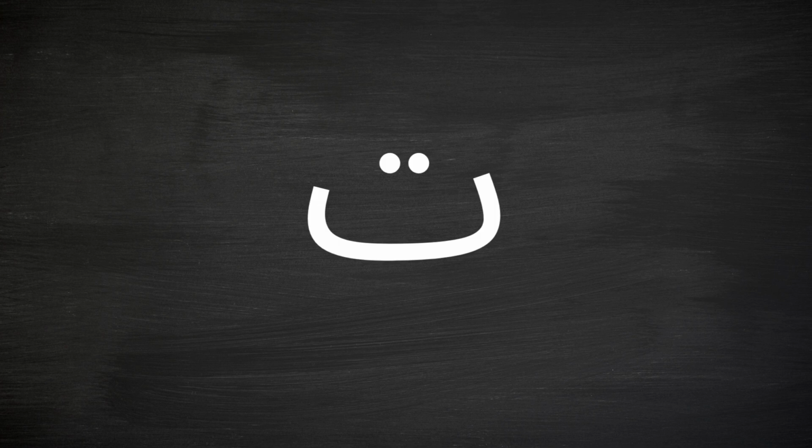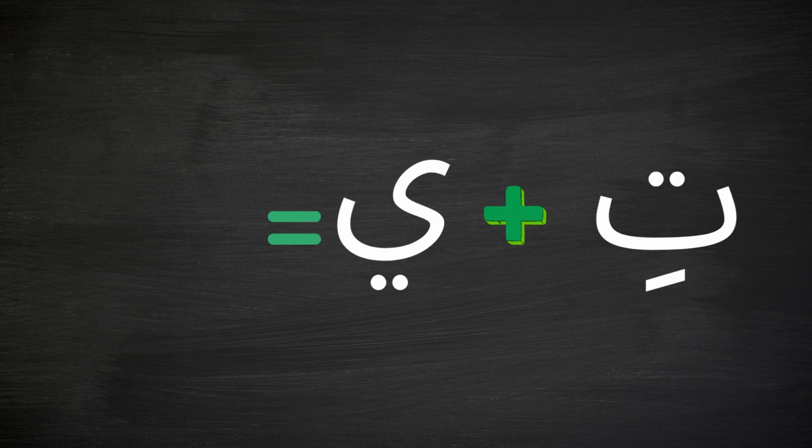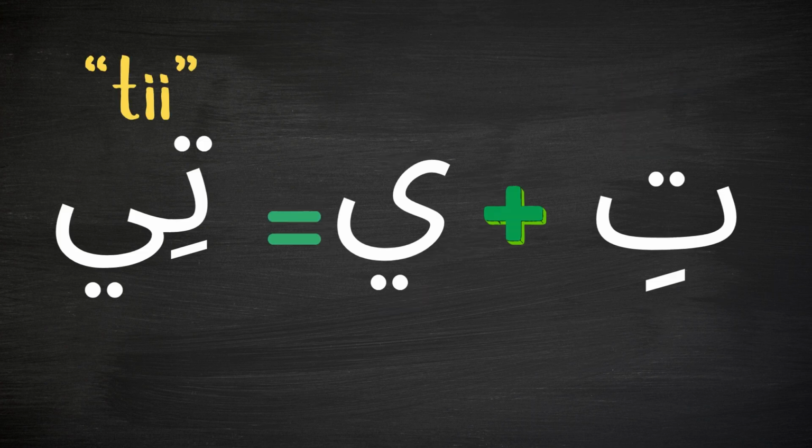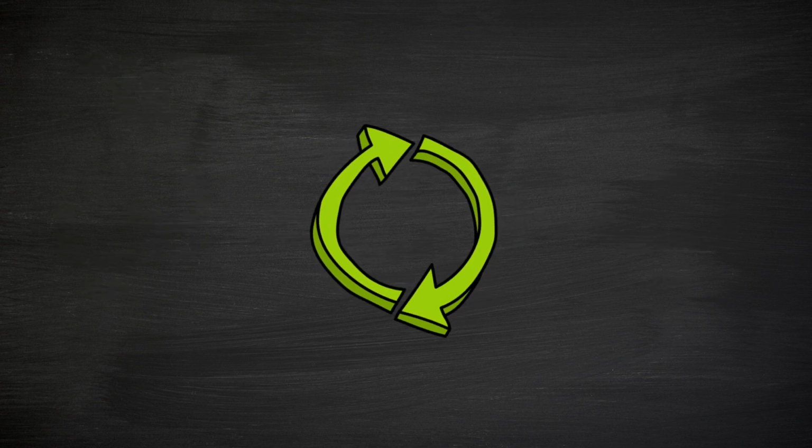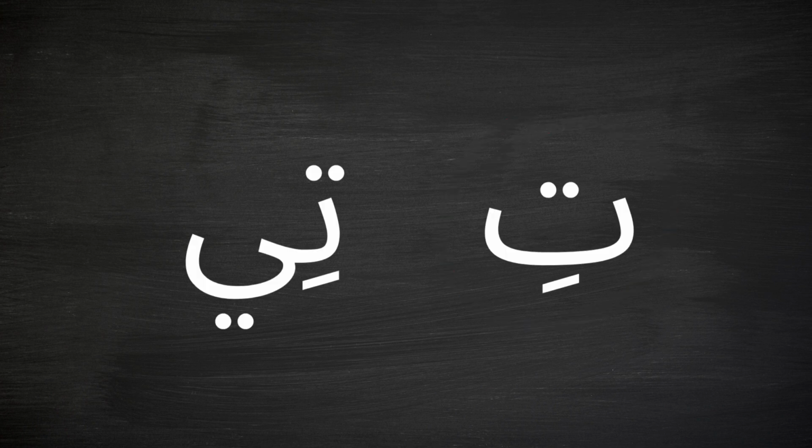Now with the letter Ta. The letter Ta with Kasra makes the sound Ti, short and sharp with a gentle smile. Add Ya and it becomes Tee, a longer version of the same sound. Let's say it together. Smile gently. Tee. Hold the sound longer. Tee. Again. Tee, tee, tee, tee.